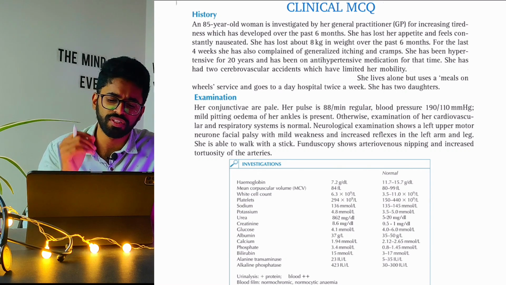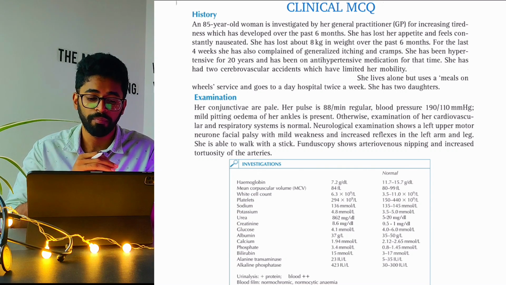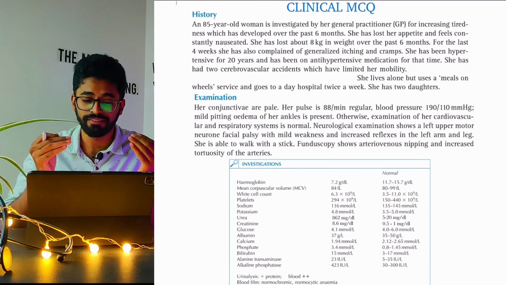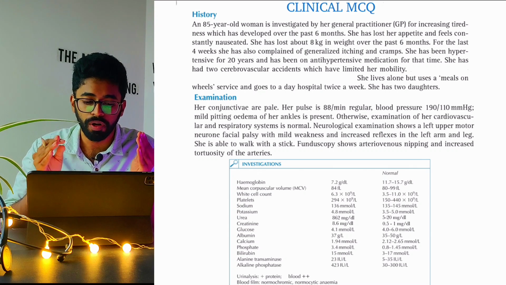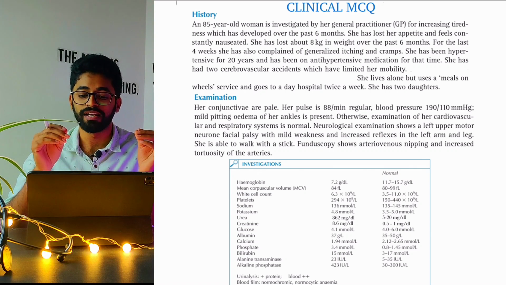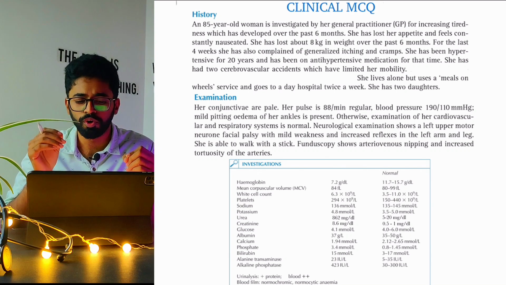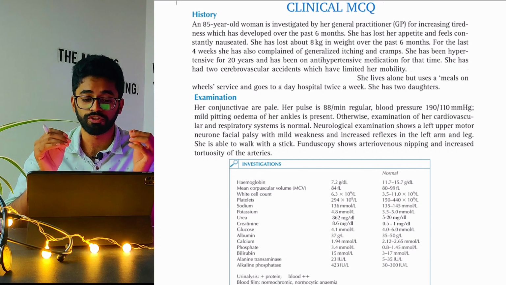On examination, conjunctiva are pale, pulse is 85 per minute regular, blood pressure 190 by 110 mm Hg, mild pitting edema of her ankles is present. Otherwise, examination of CVS and respiratory systems is normal. Neurological examination shows left upper motor neuron facial palsy with mild weakness and increased reflexes in the left arm and leg. She is able to walk with a stick. Fundoscopy shows arteriovenous nipping and increased tortuosity of arteries.